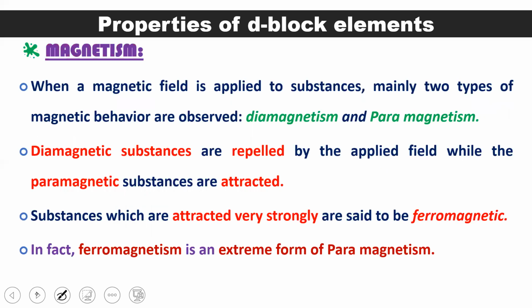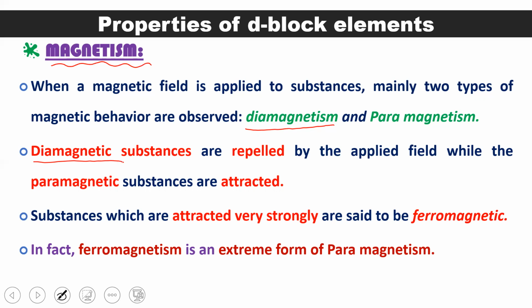So the next property of the D block elements is magnetism. We know what is meant by magnetism. Based on a magnetic field applied to the substance, mainly there are two types of magnetic behavior we can observe, that is diamagnetism and paramagnetism. These are the most commonly known magnetic behaviors of any species. So here, how can you define diamagnetism?